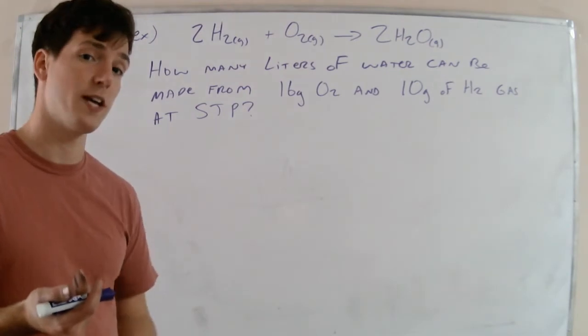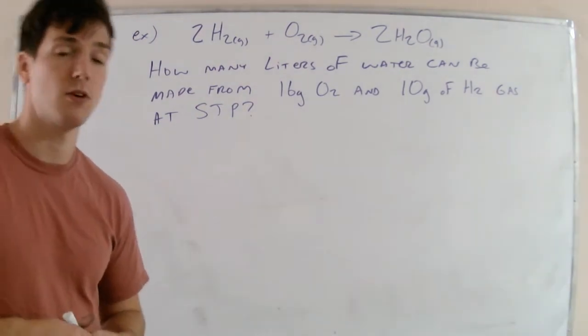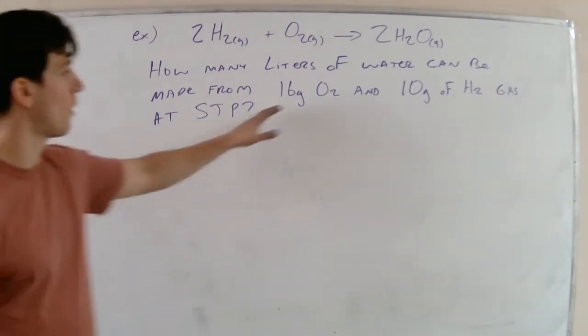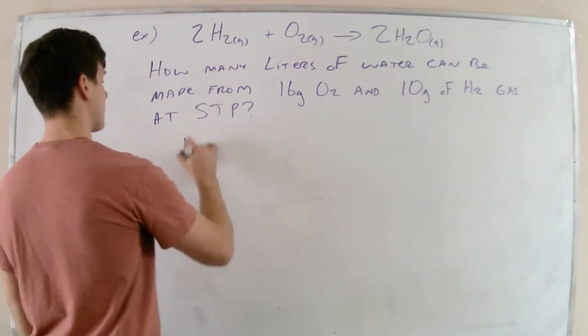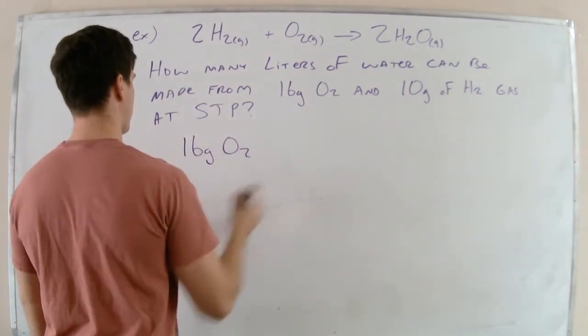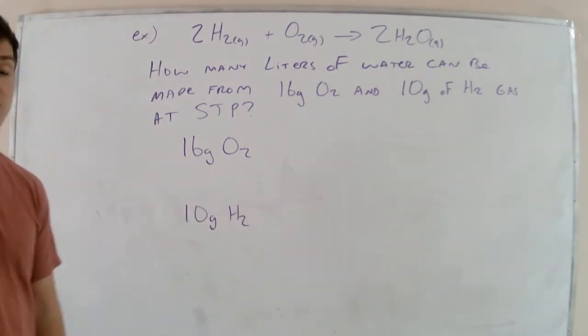So in this situation, I gave you 2 masses. I kind of gave you 2 stoichiometry problems. So we can't just pick one. We have to figure out which one's going to run out first. So let's go ahead and do that. We got 16 grams of O2 and we got 10 grams of H2.